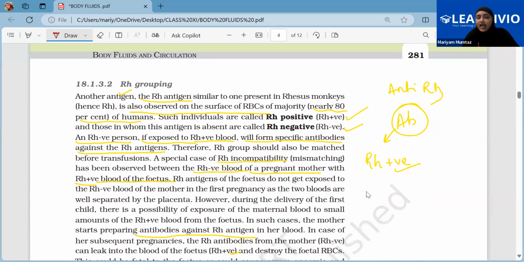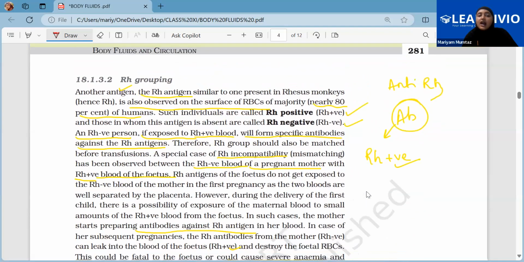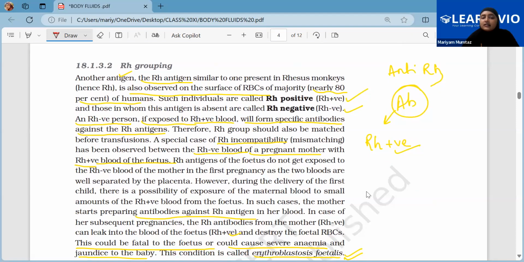Now, the second type of blood grouping system is the RH grouping. Another antigen, the RH antigen, similar to the one present in the rhesus monkeys, hence the name RH, is also observed on the surface of RBCs of the majority, nearly 80% of humans. Those that have the RH antigen present are the RH positive individuals. And those that do not are the RH negative individuals.